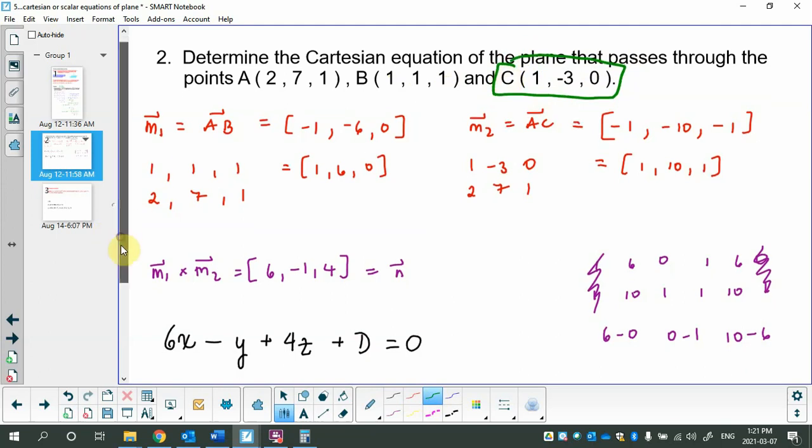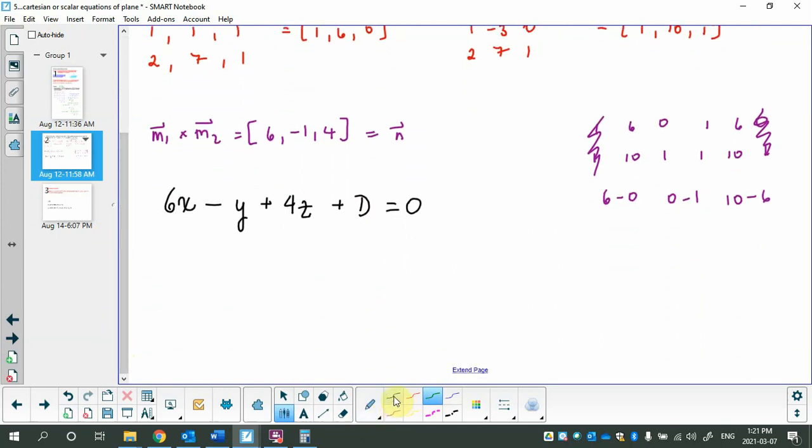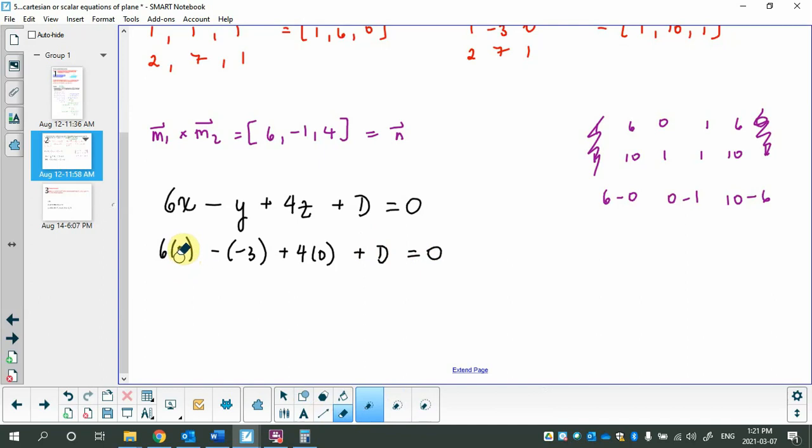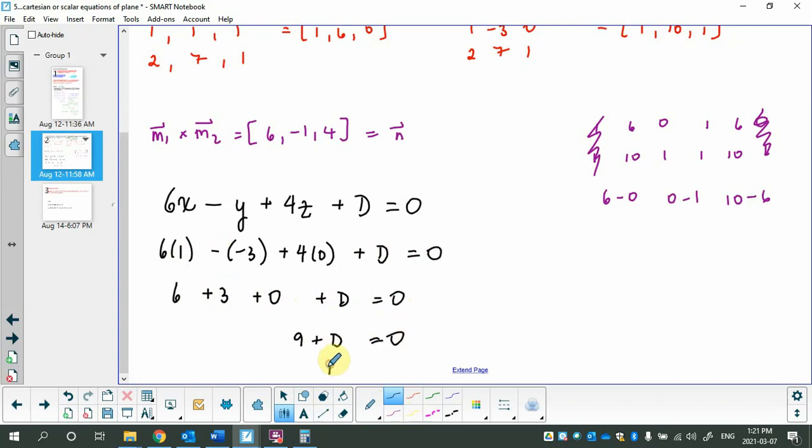So 1, -3, 0. You were going to let me get away with this, weren't you? So 6 plus 3 plus 0 plus D is equal to 0. So that's 9 plus D is equal to 0. So D is equal to -9.